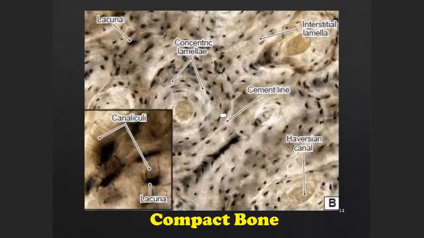See, this is a more highlighted picture. So this is basically your concentric ring lamellae. Now these all are your lacunae, and this one unit is called your osteon unit. These all are your cement lines. This is your interstitial lamella. All these things.